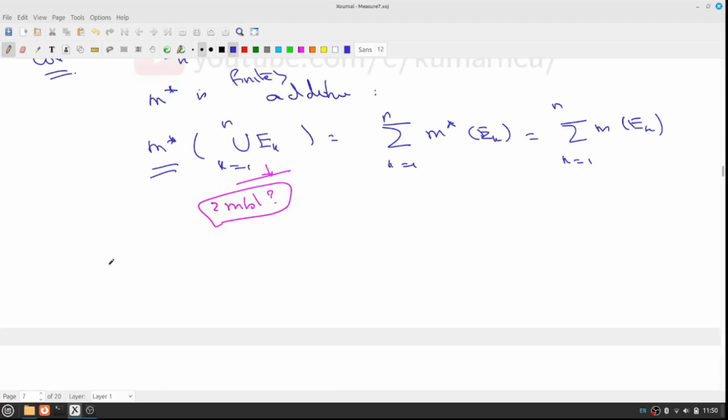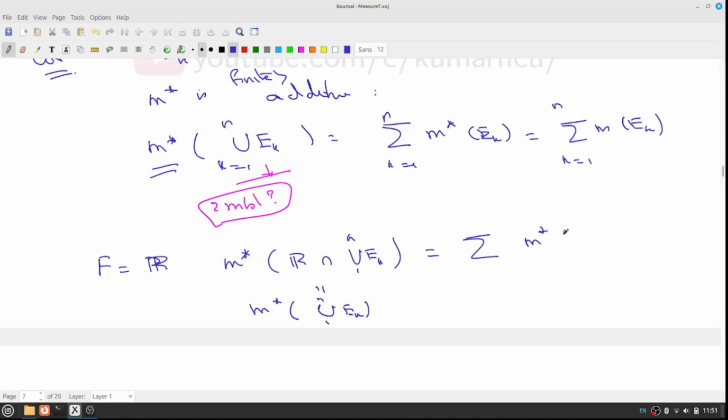Exactly the same thing. Now take the test set F to be R itself. Therefore, m star of R intersection the union for k equal to 1 to n is nothing other than m star of the union for k equal to 1 to n. But this, according to the lemma, is the sum of m star of R intersection E_k, but this is just E_k, for k equal to 1 to n. But this is nothing other than m of E_k, k equal to 1 to n. So this is clear.